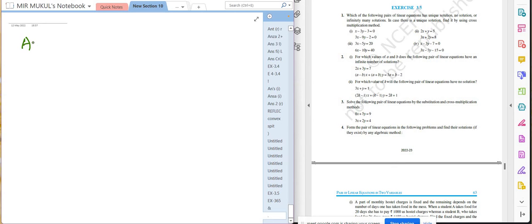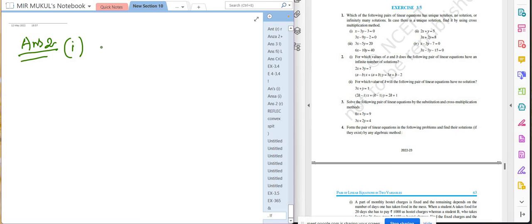So answer 2, first question. For which value of a and b does the following pair of linear equations have infinitely many solutions? So what is the condition for infinitely many solutions?